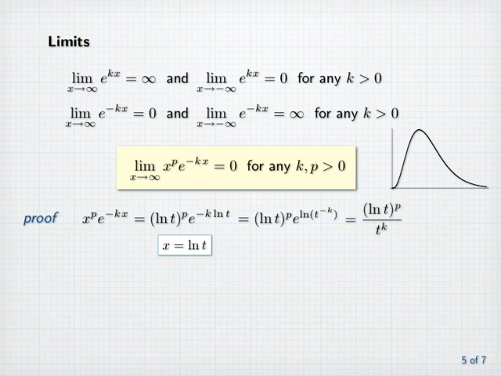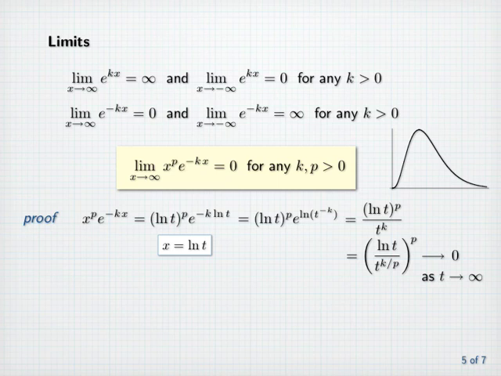So we have natural log of t raised to the pth power over t to the kth power, which we can express as the pth power of the natural log of t divided by t to the k over p. Now, by a previously proven limit, the natural log of t divided by a positive power of t approaches 0 as t approaches infinity, and so we're done.